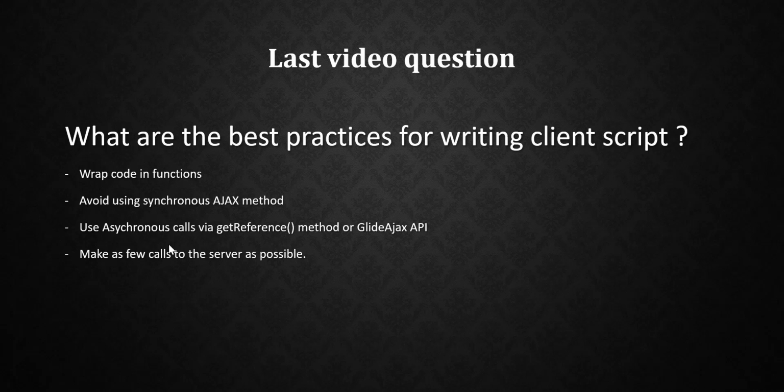Let's say on the client side you want to perform some server operations, or call some server-side code. At that time we have to make asynchronous calls using the getReference method or the GlideAjax API. The fourth one is we have to minimize the server calls as much as possible. If we make more server calls from the client side, you will face performance issues. Okay, now move to the next.